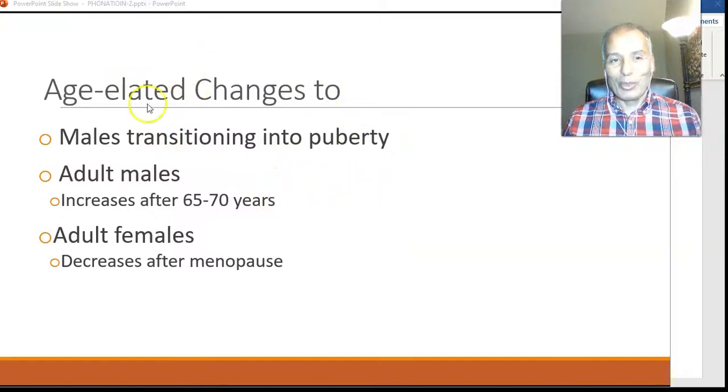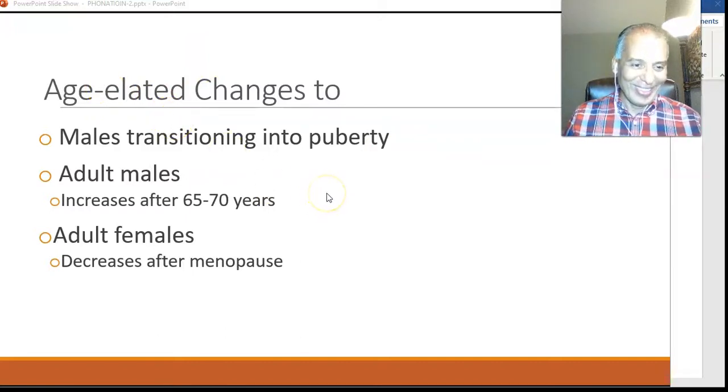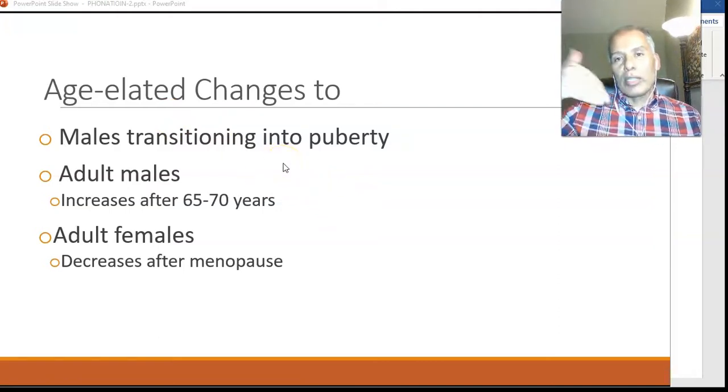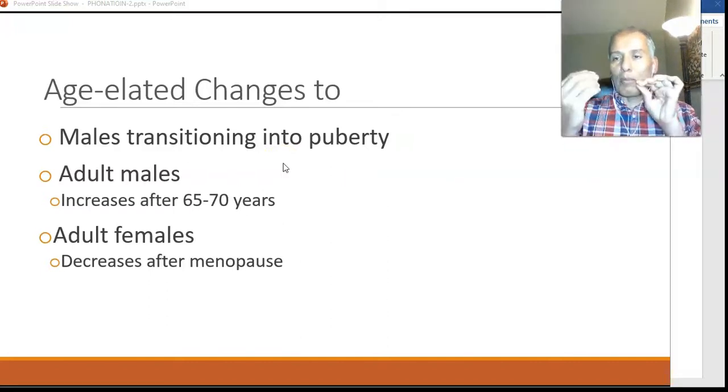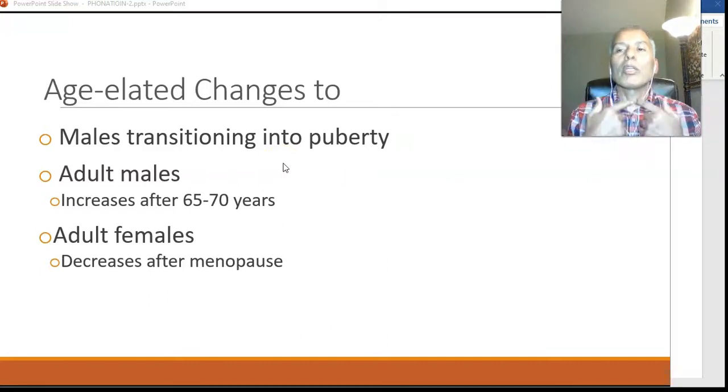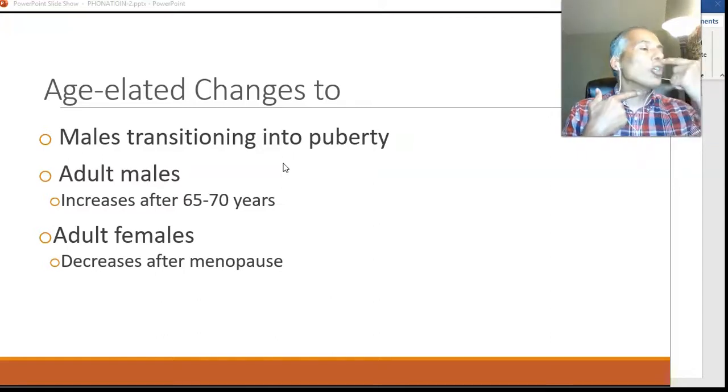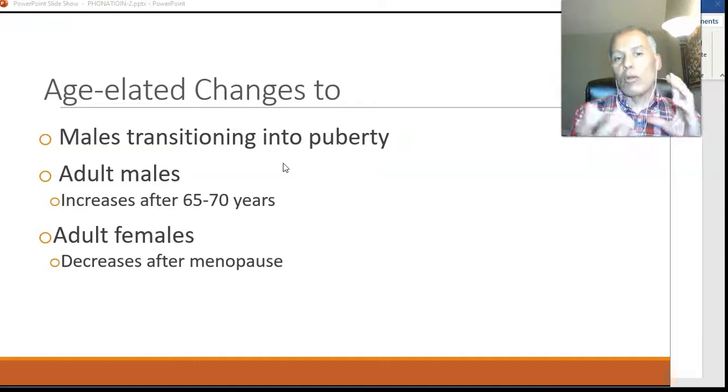Age-related changes. I'm afraid to stop to correct it and then the video stops and it will waste all my work. So, again, for males, as they transition to puberty, the vocal folds become more massive, they become bigger, the larynx itself becomes bigger, you can see it more prominent in their throat, the larynx itself descends more, the vocal tract becomes bigger and longer, and all of that is going to give them that low pitch.